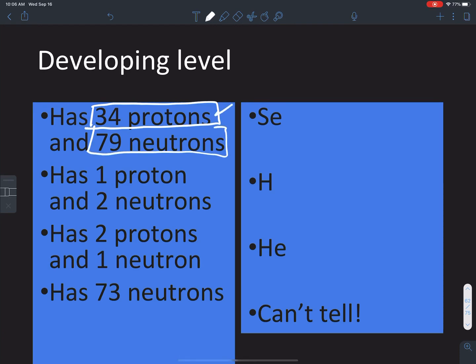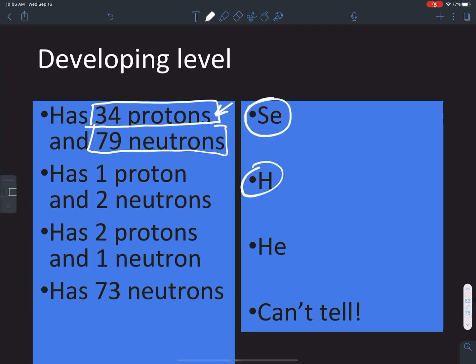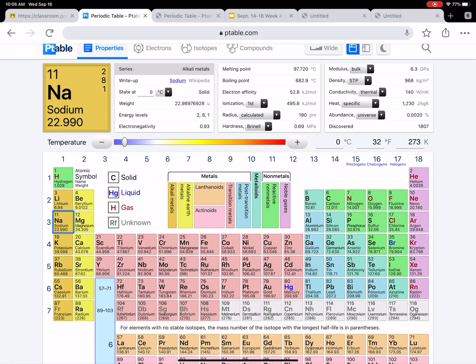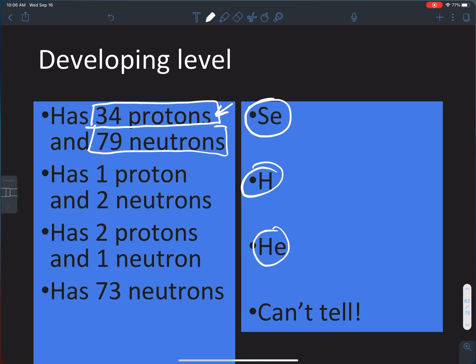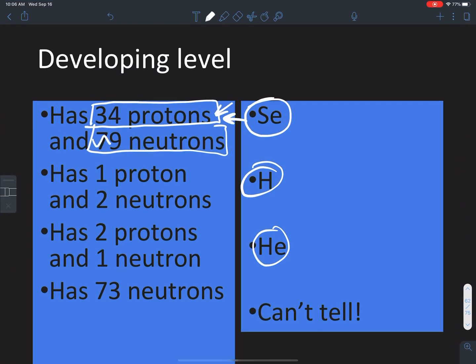to the number of protons, because it's the protons that tell you whether it will be selenium, hydrogen, or helium. So we'll go to our periodic table again. And we had 34 protons. So where's 34? Here it is. So it looks like that's going to be selenium. And honestly, we don't care about the number of neutrons when we're just determining the identity of the element, because the neutrons don't contribute to the identity. Neutrons are not important for identity.